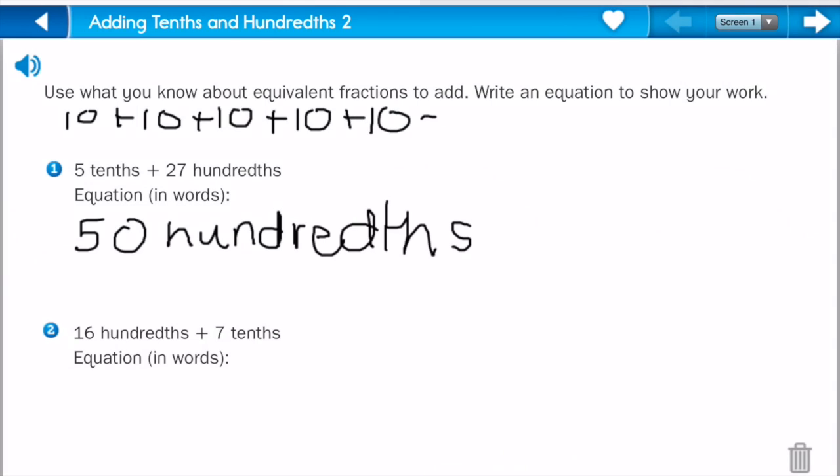And so it's all together. So I wrote it 1, 2, 3, 4, 5 times because it said I have 5 groups of 10. And if I add that together, I know that that equals 50. And so now I have 50 hundredths. Now what I'm going to do is add the 27 hundredths to it as well. So 27 hundredths.